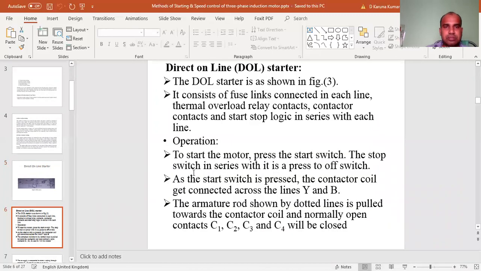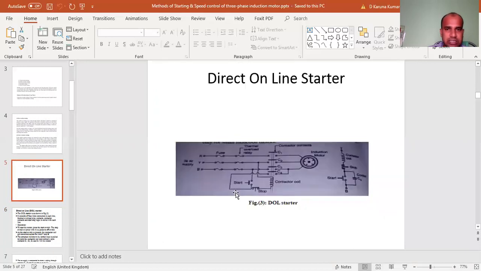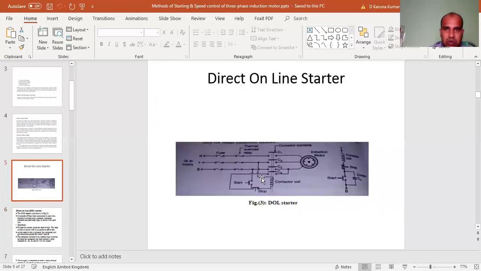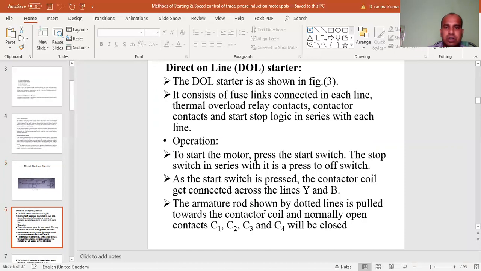The operation: to start the motor, press the start switch. The stop switch is in series with it, a press to off switch. When the start switch is pressed, the contactor coil gets connected across the lines Y and B. The armature rod, shown by dotted lines, is pulled towards the contactor coil. The normally open contacts C1, C2 and C3 will be closed.